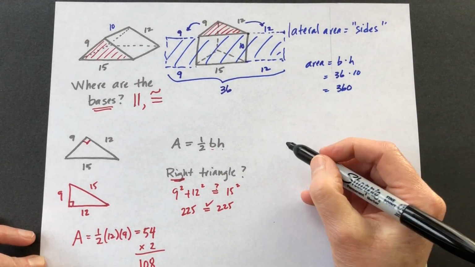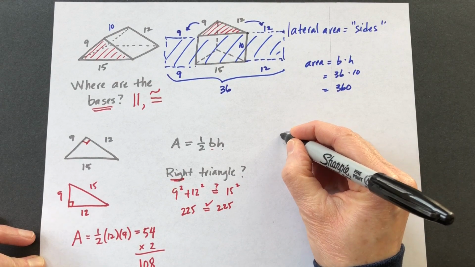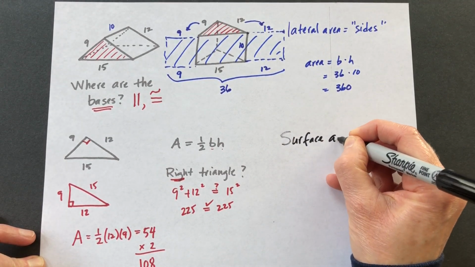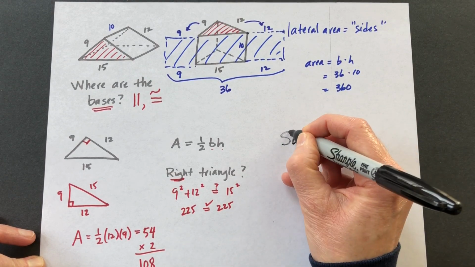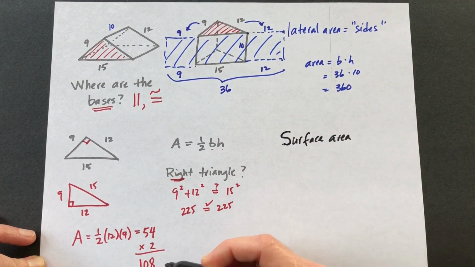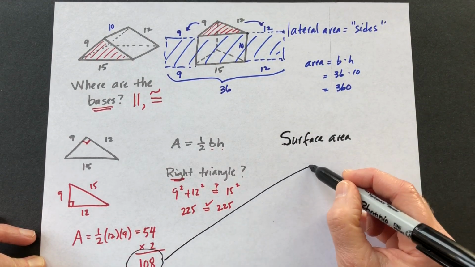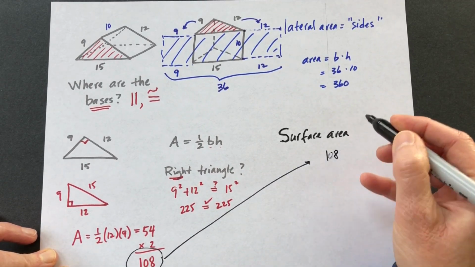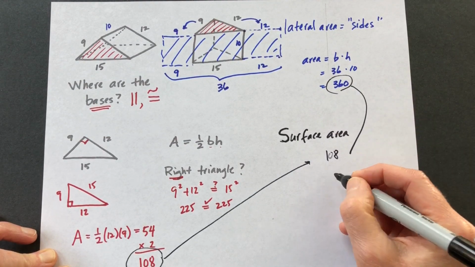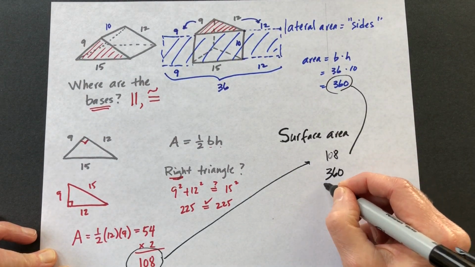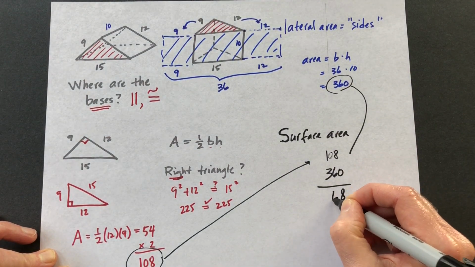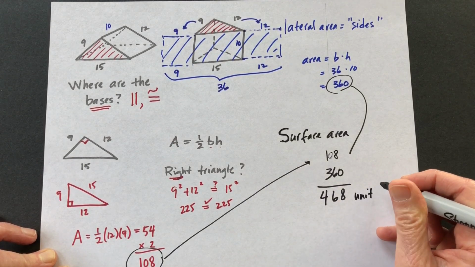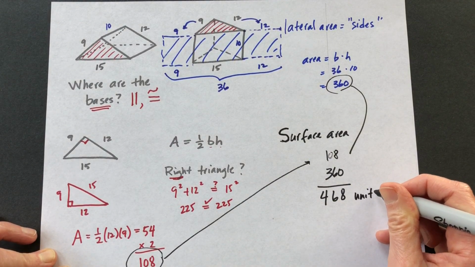And then if we want to think about the surface area, remember, surface area is our total. So we're going to look at the bases, 108, and then the lateral area, 360, and we're going to end up with a total surface area of 468 units squared.